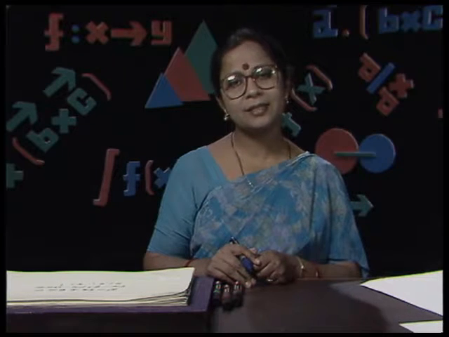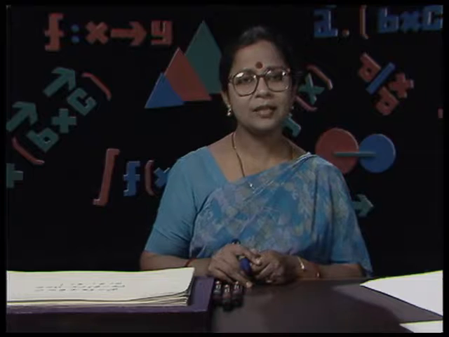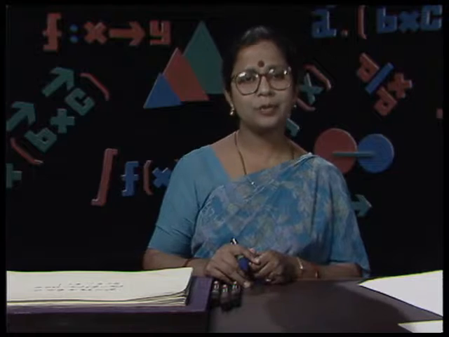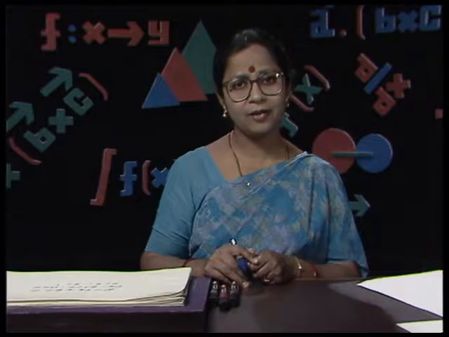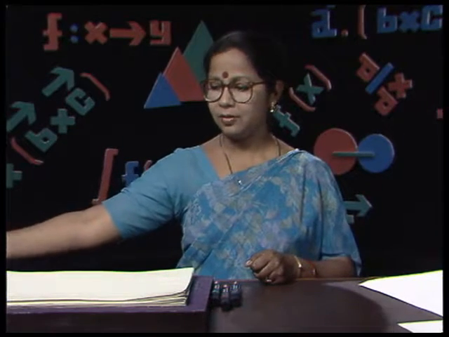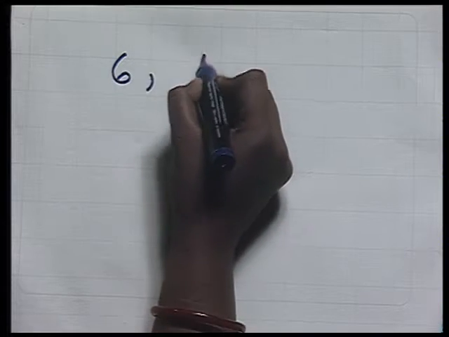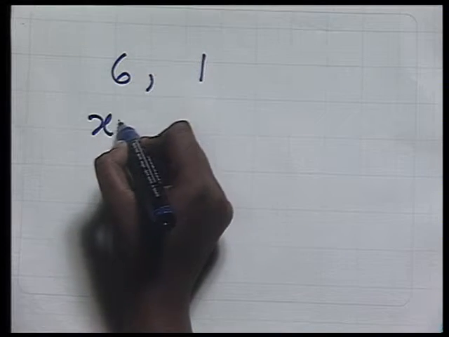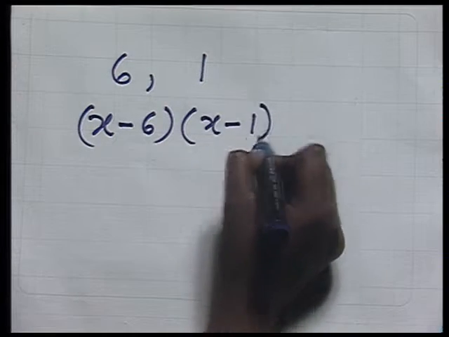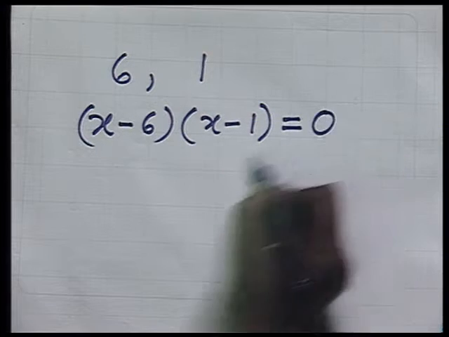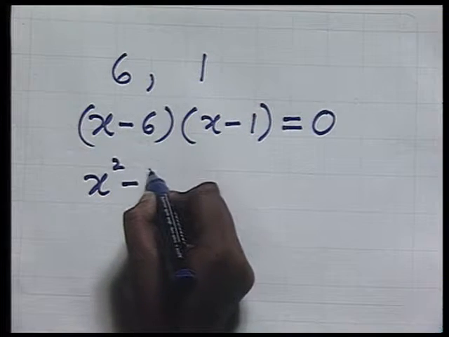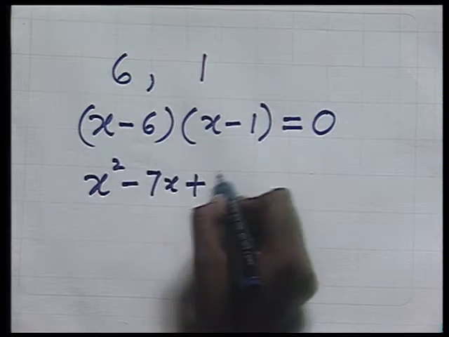But suppose we have to construct an equation whose roots are given as 6 and 1, then what do we do? Naturally, we will think of the factors which gave us these roots. That is, if the roots of the equation are given as 6 and 1, then the factors will be x minus 6 and x minus 1. When we multiply them and equate them to 0, then we get the equation x square minus 7x plus 6 equal to 0.